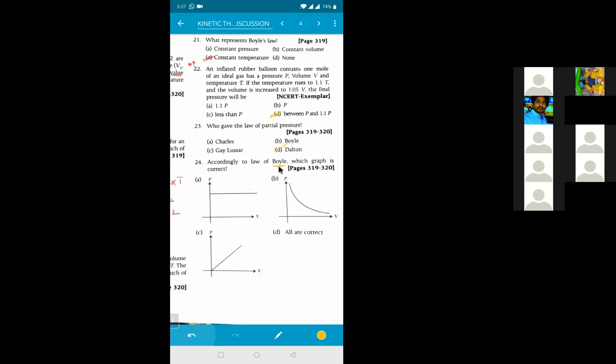Boyle's law means temperature remains constant, PV is equal to constant. Using the relation PV equals constant, pressure is inversely proportional to volume. A very important graph, which is known as a rectangular hyperbola. So the second option will be the answer. Is it clear? The first one is not possible. The second one is a rectangular hyperbola. The third one is a straight line, not possible. Chalo.